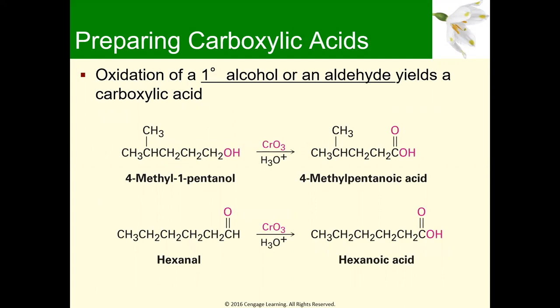Now, this one we've seen before. We've talked about alcohols and aldehydes and oxidizing those. You can prepare a carboxylic acid by oxidizing a primary alcohol or an aldehyde. We've got an example of each one. So 4-methyl-1-pentanol is a primary alcohol. We just mix it together with, in this case, chromium-6 oxide in acidic conditions, and you get 4-methylpentanoic acid. So the alcohol group has become the carboxylic acid group.